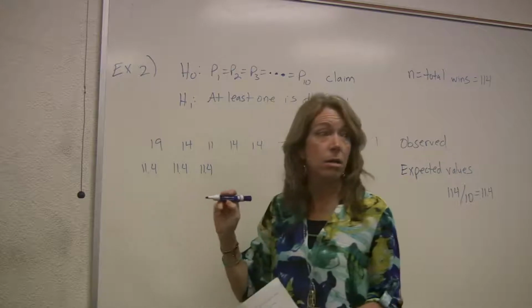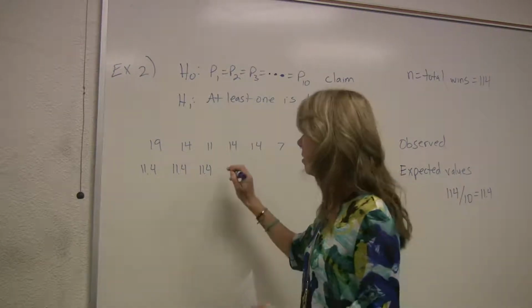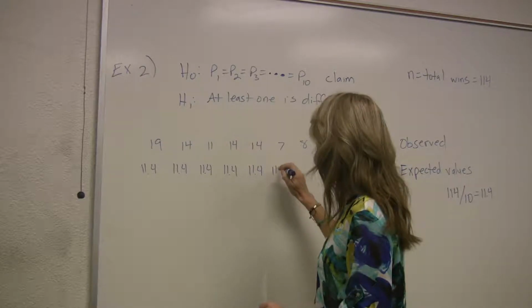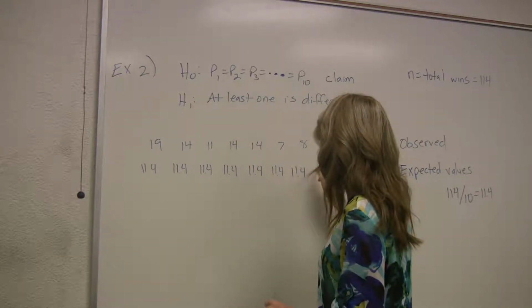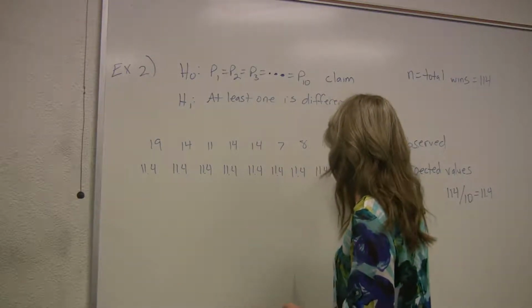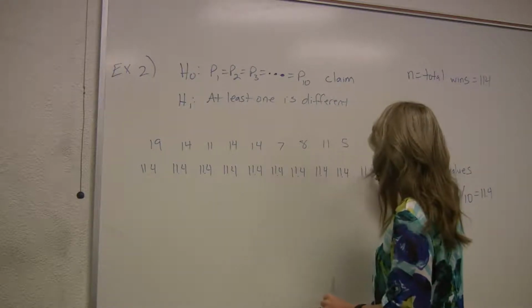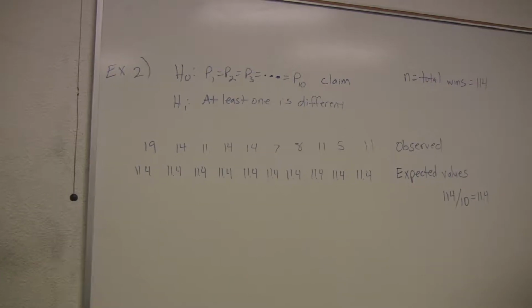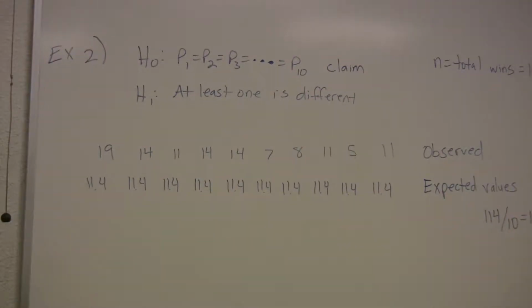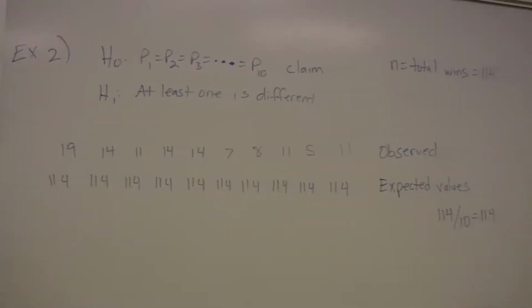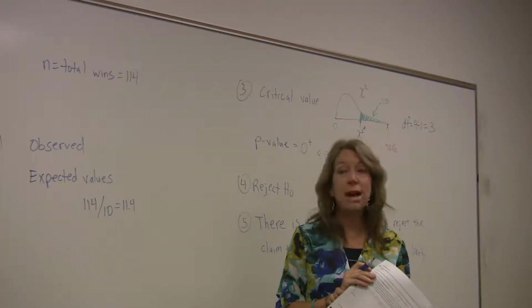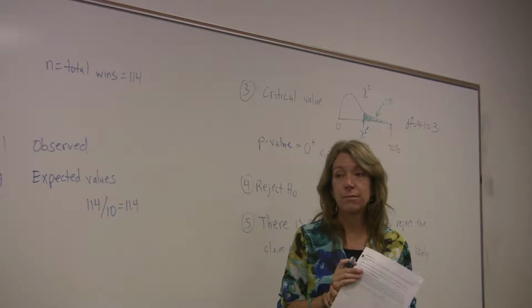I was just asking if it's for each one. Yeah, each one. So I'm writing it 10 times. So we expected slightly more than 11. In a sense, you're expecting 11 or 12 every time in each one to make them all close to equally likely, because you can't get exactly 11.4. You have to find your expected values.